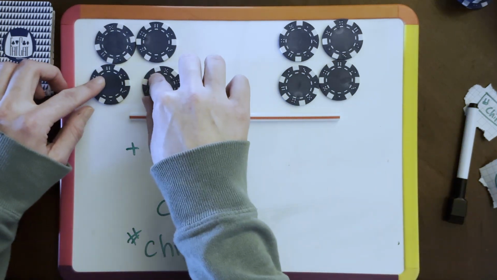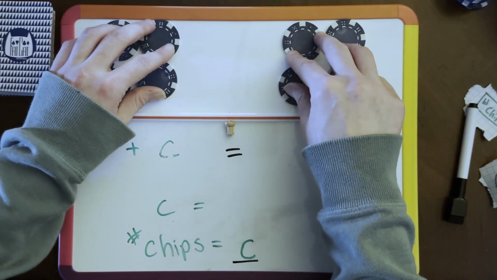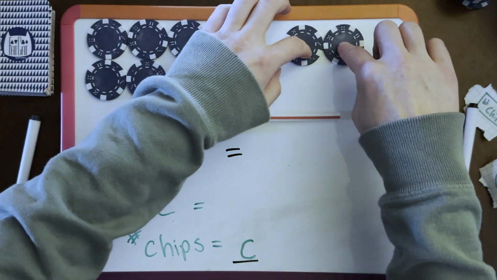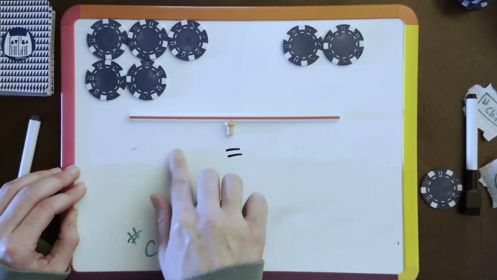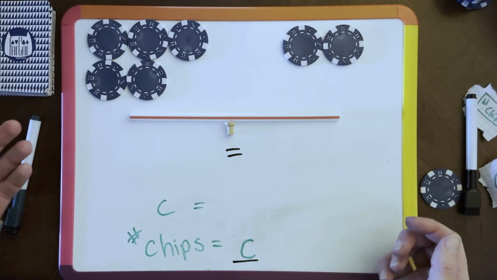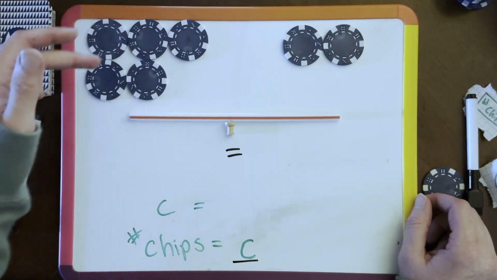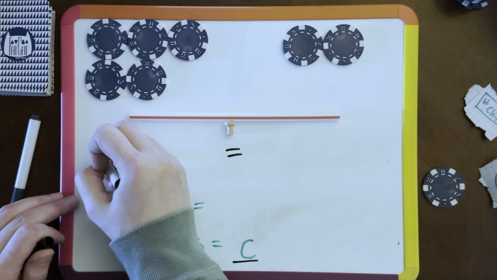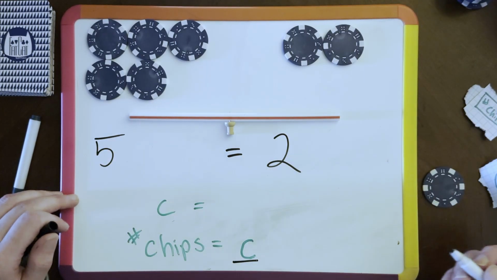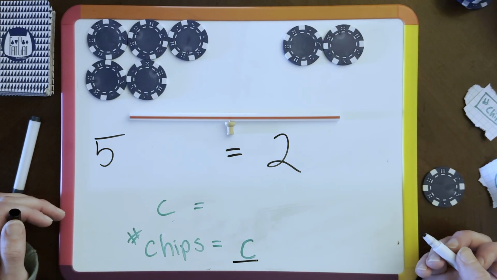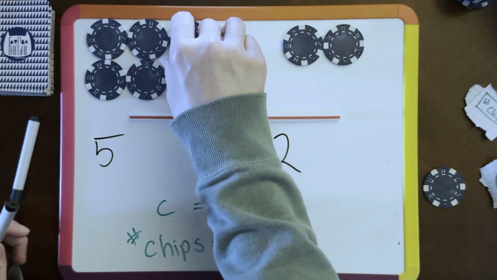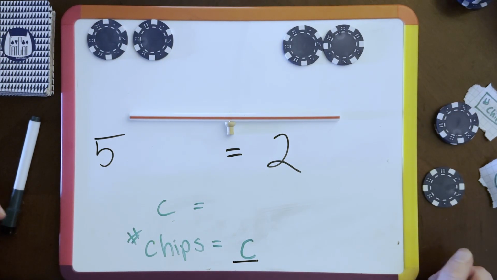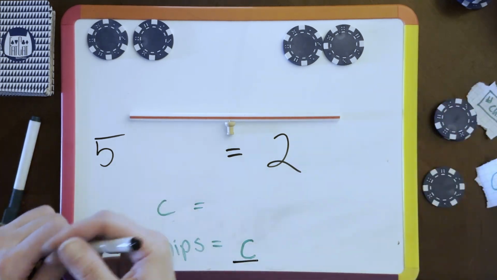Okay, looking at another example, let's say we have 5 chips on the left side of our seesaw or equation and 2 chips on the right side. I want you to take a second and think about how this math sentence might look and what we might need to do in order to make this a true statement. Now you might think, okay, to make this equal, we could take away 3 chips from the left side of the equation.